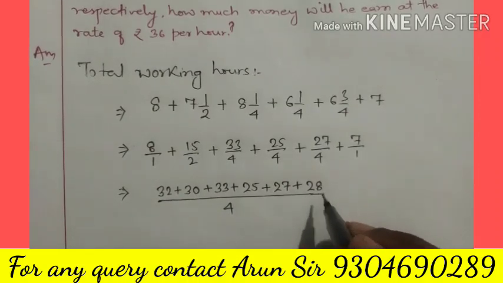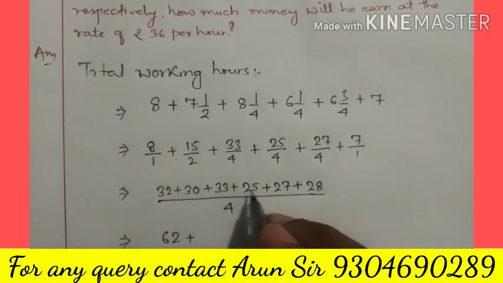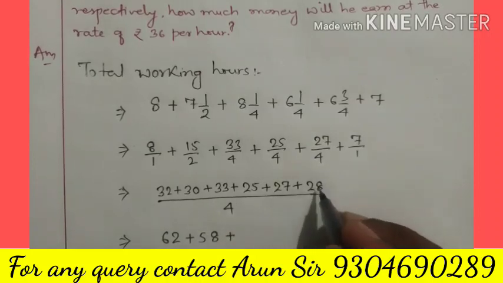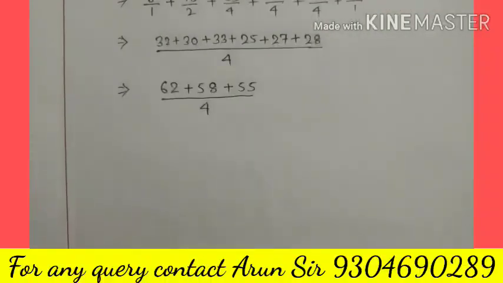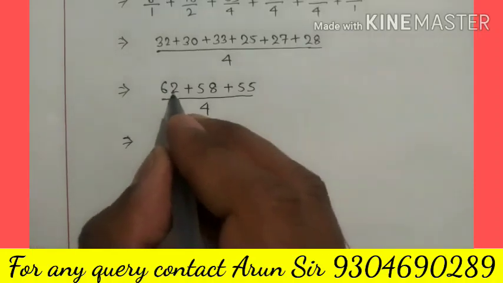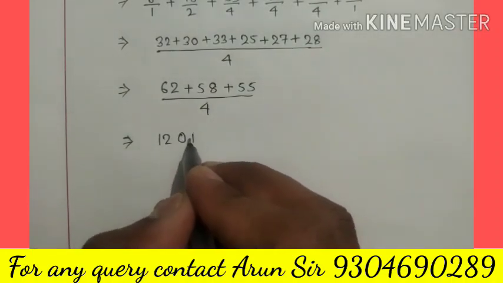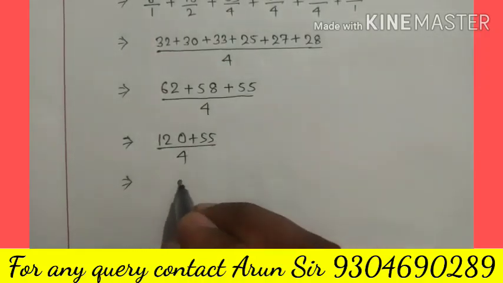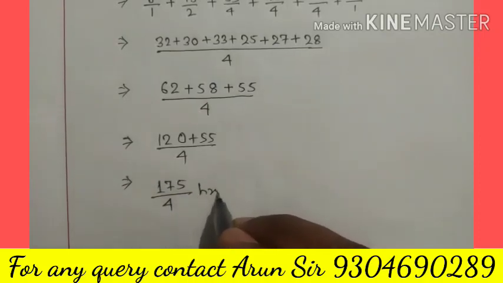Now we have to add all these. 32 plus 60, it is 62, 33 plus 25, 3 plus 5 8, 3 plus 2 5, 8 27 plus 28, 7 8 15, 5 carry 1, 2 2 4 1 5. Now we will add all these in the next step. 2 plus 8 10 carry 1, 6 1 7 5 12, it's 120 plus 55 by 4. Now 5 plus 0 5 plus 7 1. The total time he has worked for 175 by 4 hours.